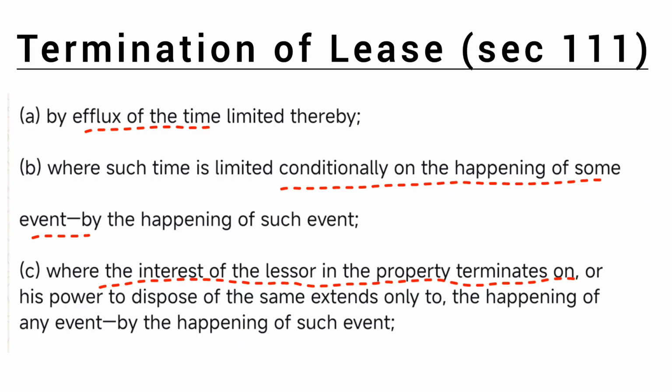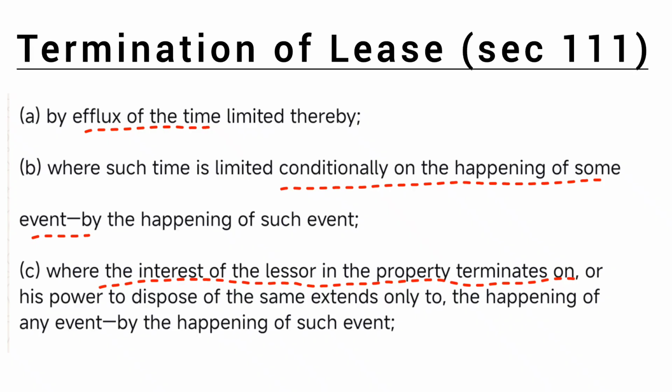Second, by happening of a certain event. When there are terms and conditions mentioned in a lease that a lease will be valid subject to contingent terms and conditions, on the occurrence of a specific event, the lease will be terminated. Then, when that event occurs, by the happening of that event, that lease is determined.